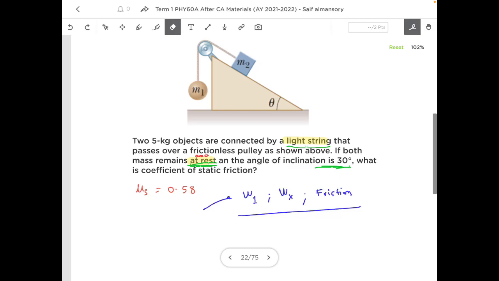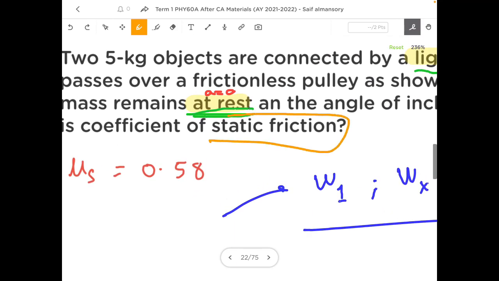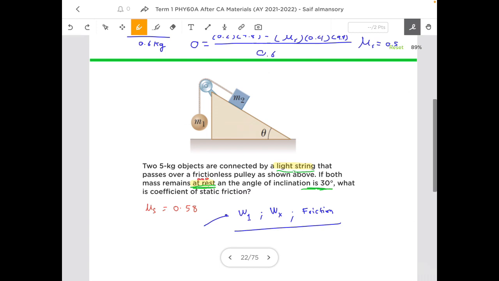Over a frictionless pulley as shown above. If both masses remain at rest, it means the acceleration is 0. The angle of inclination is 30 degrees. What's the coefficient of static friction? In this question, it is asking for the static friction of the system.